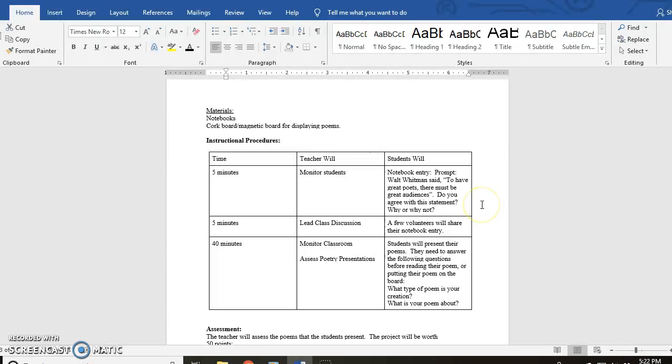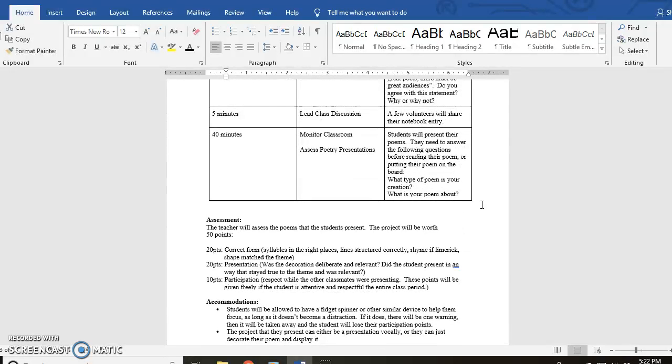And either way, they'll be graded according to, so I want correct form. I want to make sure the syllables are in the right places, lines are structured correctly, just the form is correct. The presentation, did they really put some effort into it? Was it relevant? And then participation.